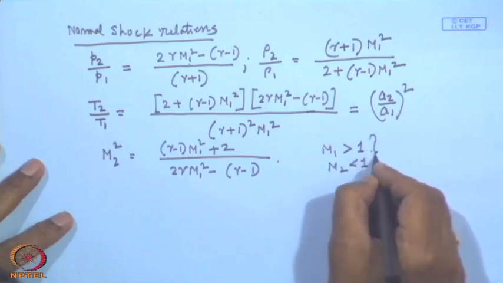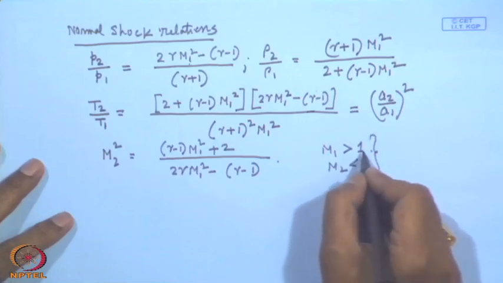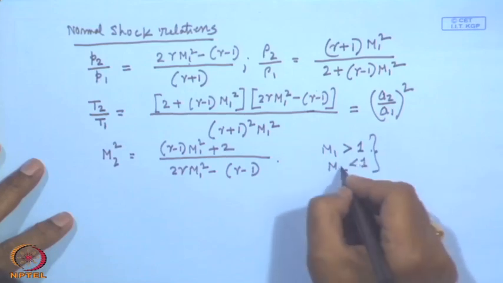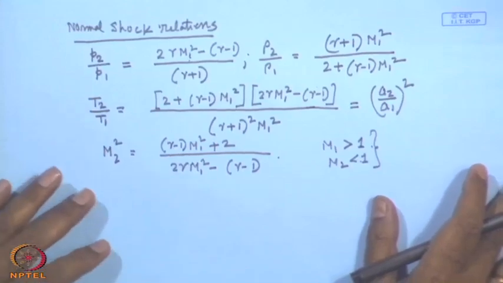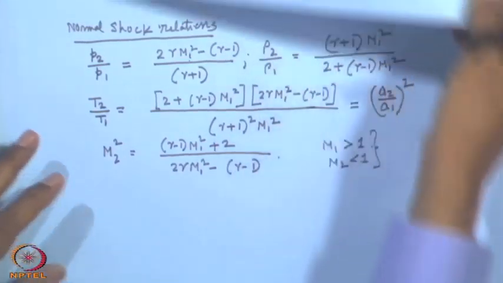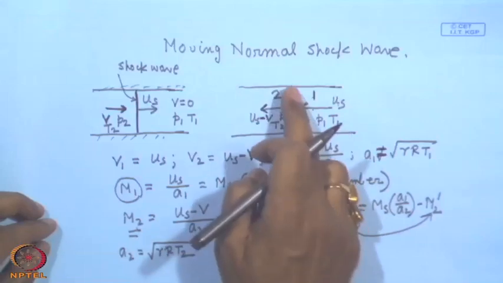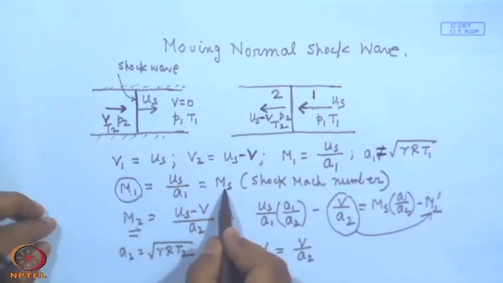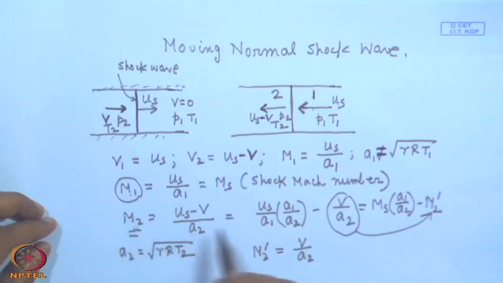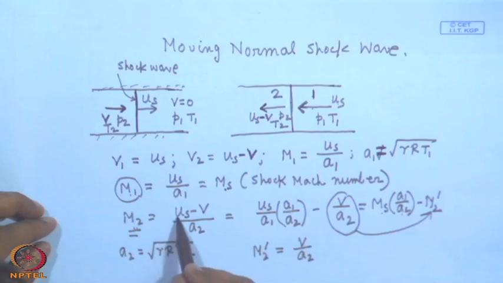That means the shock always decelerates the fluid approaching the shock from a supersonic one to a subsonic one after the shock. So, if you recapitulate or remember, now here what happens. This problem is similar to a stationary shock where M1 is this one, Ms, and M2 is this one, Ms A1 by A2 minus M2 dash, or you can write Us minus V by A2. So, this is our M2.